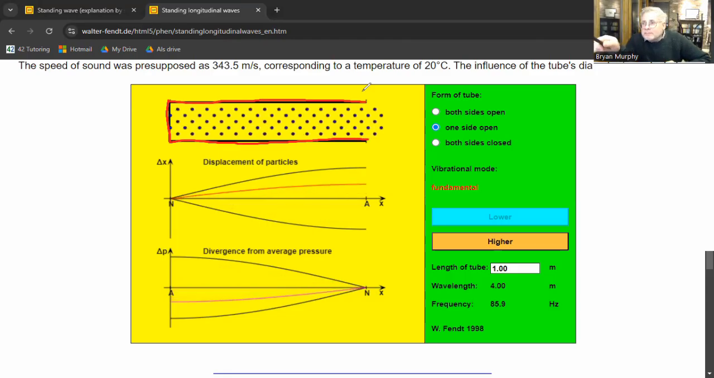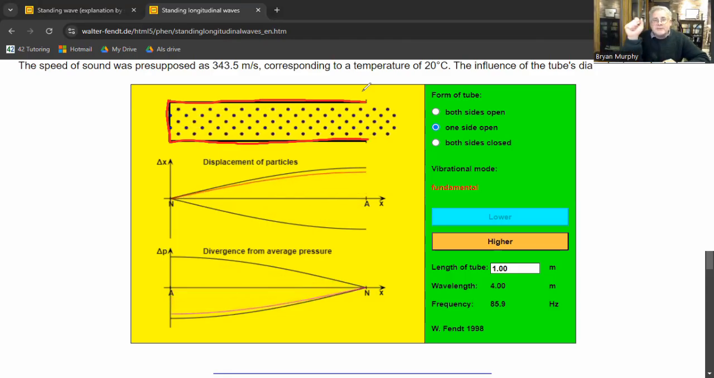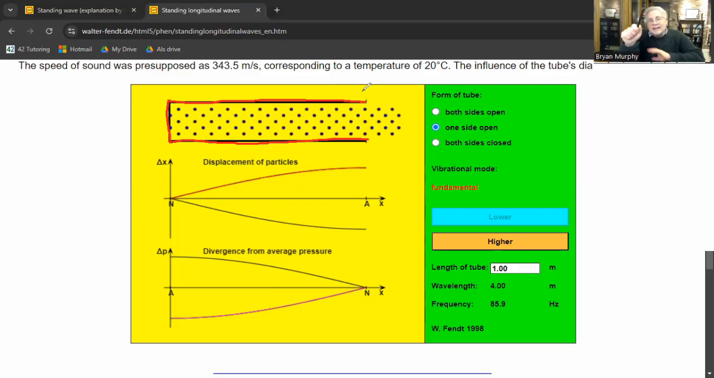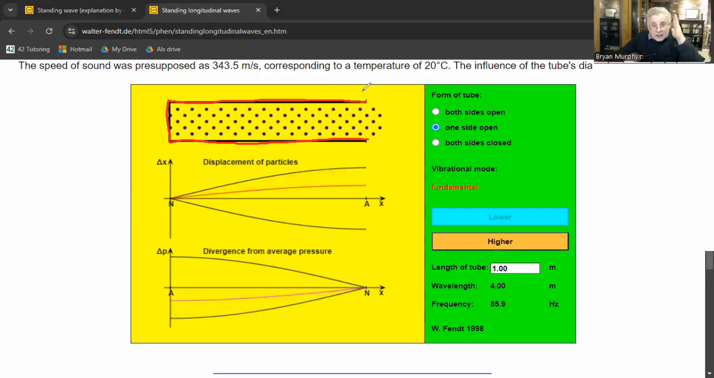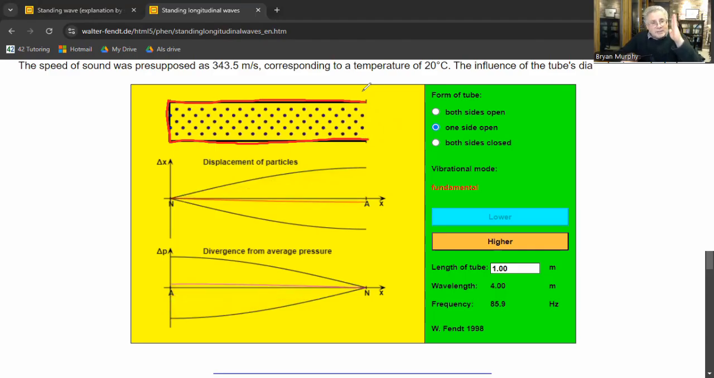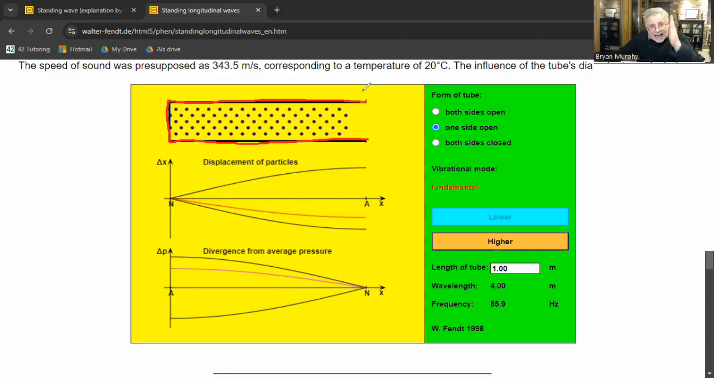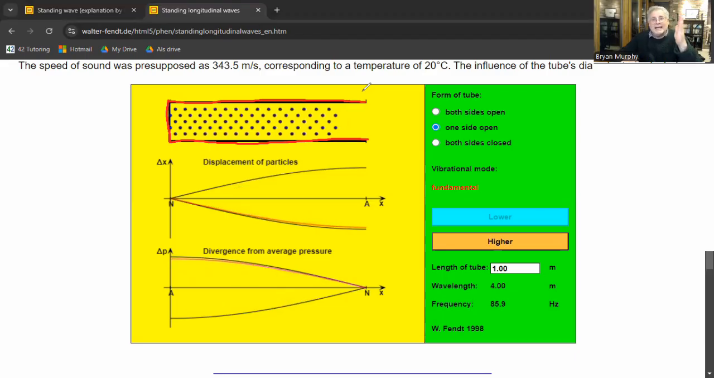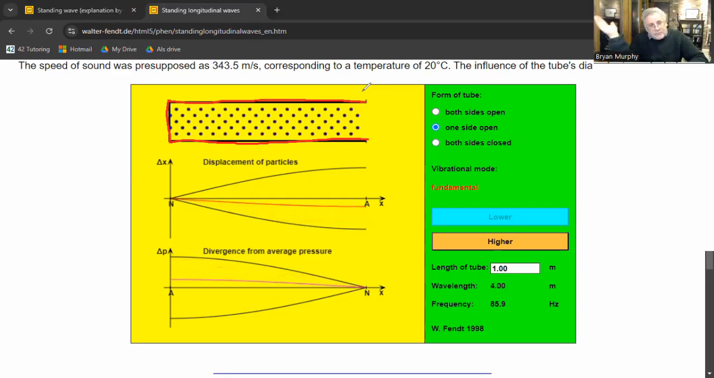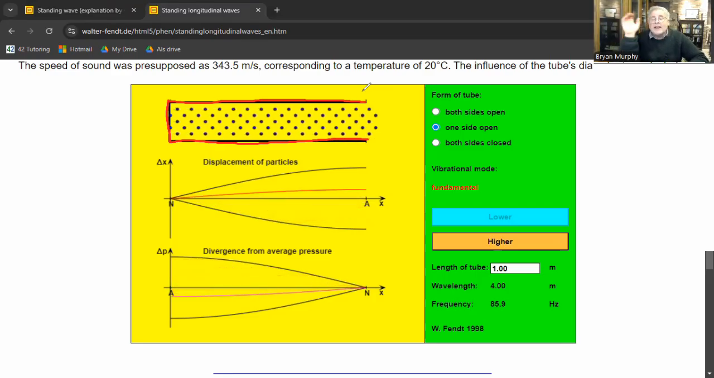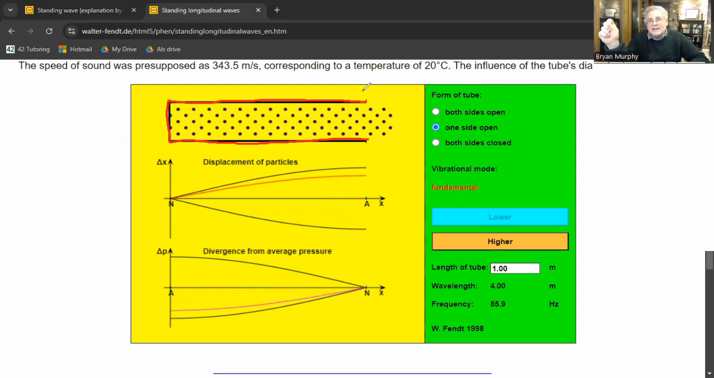Now, those black blobs represent air particles. At the left-hand side, the air particles are pressed up against the closed end of the pipe. That means that they cannot move. There's no movement there. It must be a node. And then at the other end where it's open, that is where the air can flap around as much as it wants. That is going to be the antinode.